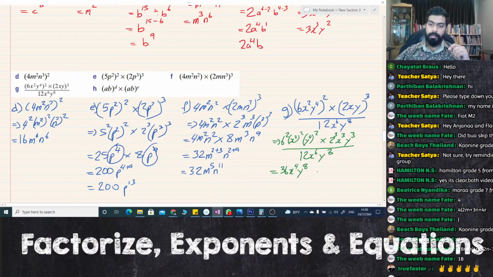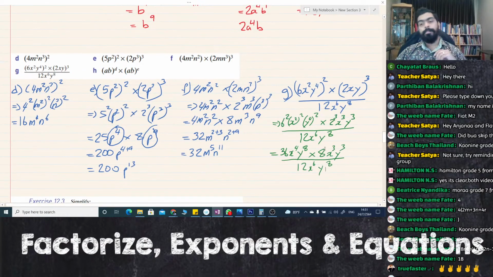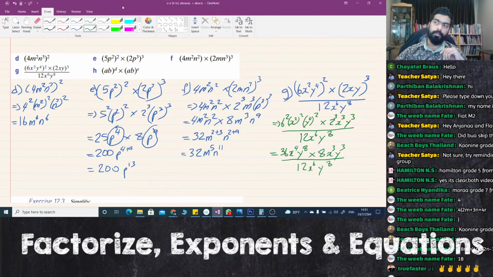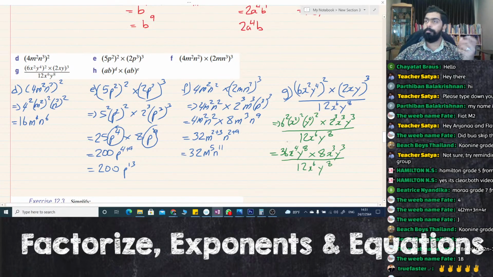Y to the power of 8 multiplied with 2 to the power of 3 is 8, and then 8x cubed y cubed, all of this over 12x to the power of 6 and y to the power of 8, right? All of this over 8. Now here guys, what we can do is an easy method could be by simplifying, right? So we see that we can easily simplify 12 and 36, right? So 12 will change to 1, 36 will change to 3, right guys?